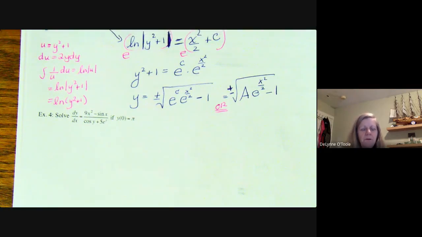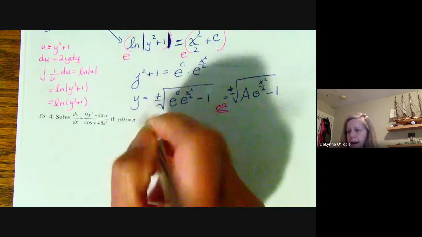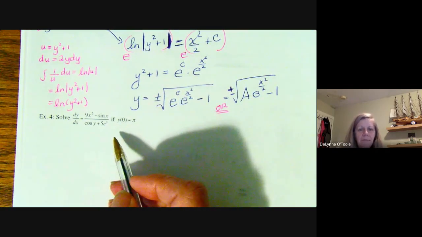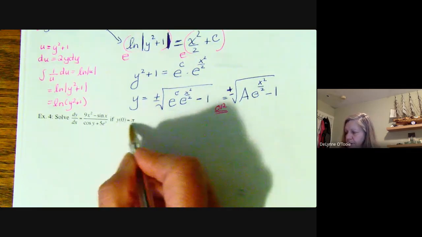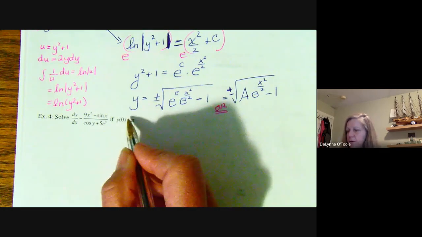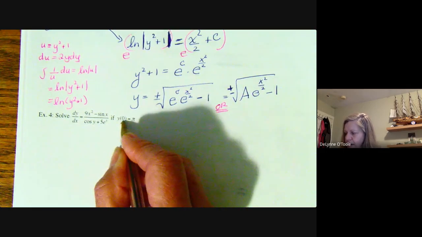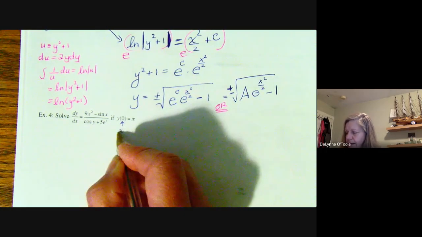Okay, so no new calculus, just a different process. All right, let's do number 4. Now, number 4 has an initial condition, so our final answer will not have c in it. You're going to use this initial condition to calculate what c is. And we know this is a little confusing notation. We're not used to seeing it like that.